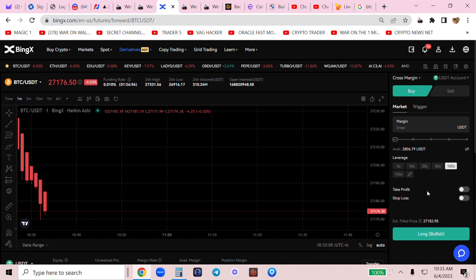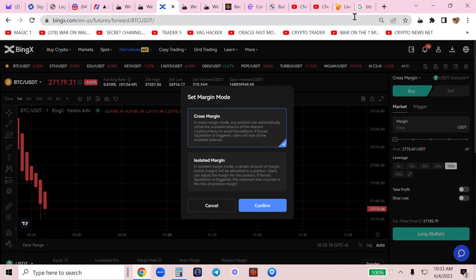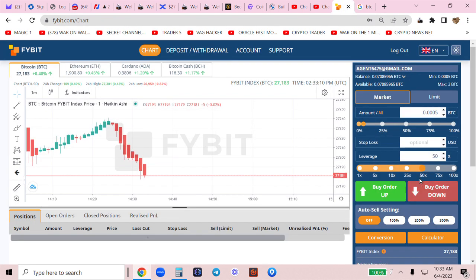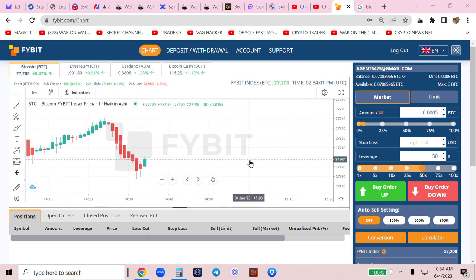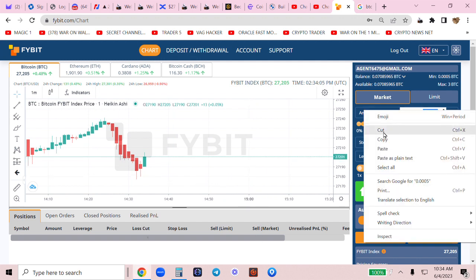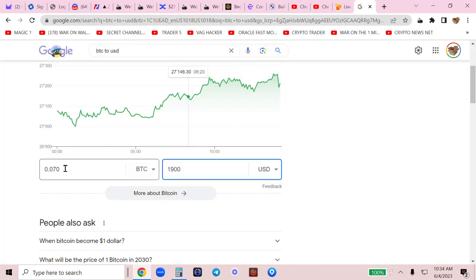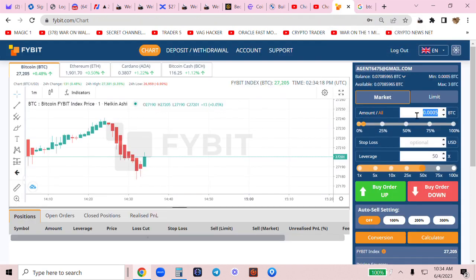Now, on BingX, the perfect leverage is 100x on cross margin. On FYBIT, the perfect leverage is 50x. There is no cross margin. There is no demo mode here. The smallest amount you're allowed to trade with is this amount, which is like looking up in the air and spitting and letting it land right in your face. That's the smallest amount per trade, is $13. So we're going to put 0.04, a little more than half in our trade.